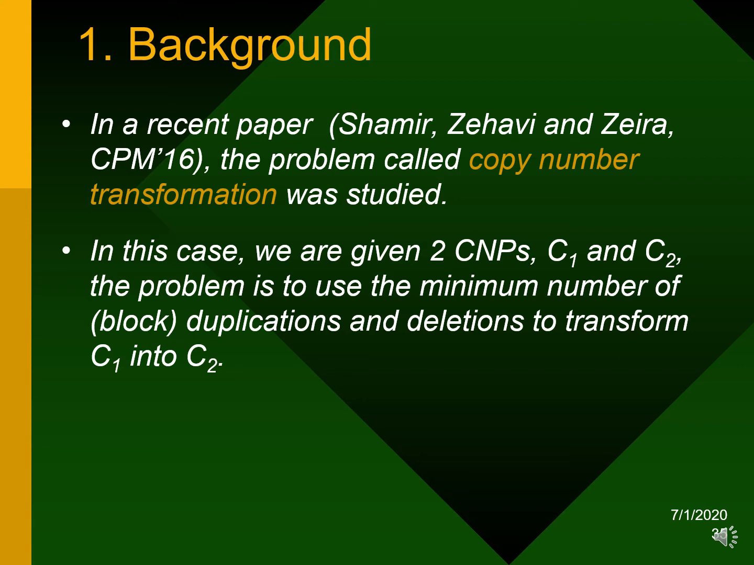We started the research due to the following paper by Shamir et al. at CPM, 4 years ago. They call this problem the copy number transformation problem. We are given 2 copy number profiles, C1 and C2, and the problem is to use the minimum number of block duplications and deletions to transform C1 into C2. Here, the duplications and deletions are applied on the CNPs directly.